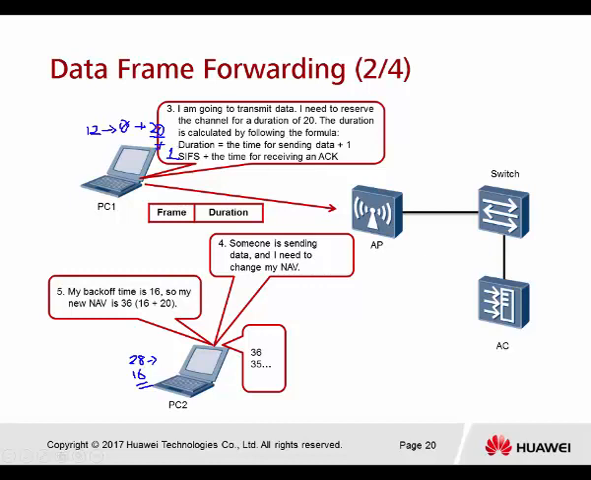So now it becomes 20 plus 1. The total time required is 20 plus 1. My back-off window requires me to wait for 16 seconds, and now I need to wait an additional 20 plus the time of the acknowledge. That's why it becomes a total of 36 plus the acknowledge. Because the figure doesn't mention the time for the acknowledge, they just write down 36. And then PC 2 continues the countdown until PC 1 finishes forwarding the entire frame.